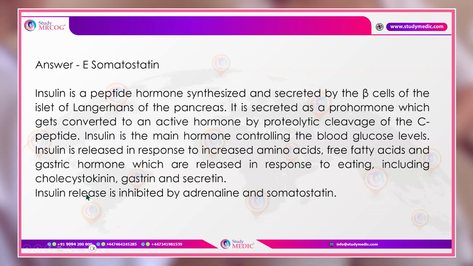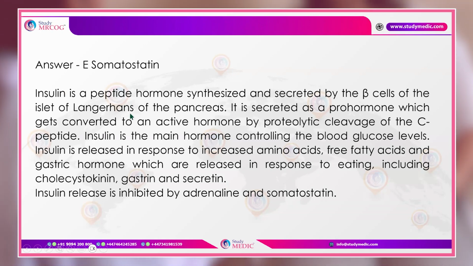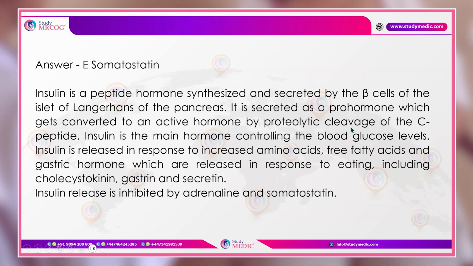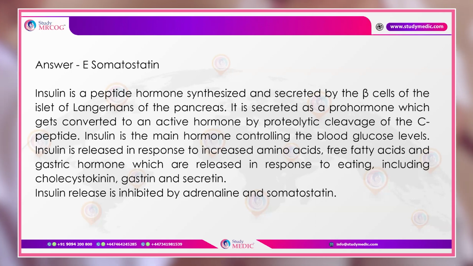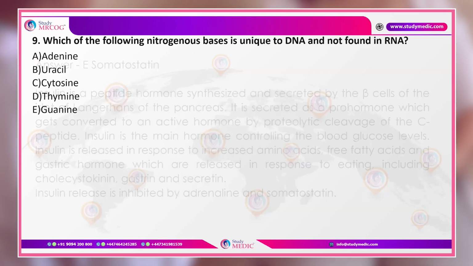So insulin release is inhibited by adrenaline or somatostatin. Insulin is synthesized as a peptide hormone, that is the prohormone. Once it undergoes proteolytic cleavage, the C-peptide is released, and then the active form is obtained. Insulin is released in response to increased amino acids or free fatty acids and gastric hormones, which are released in response to eating, including cholecystokinin, gastrin, or secretin. Now, insulin release is inhibited by somatostatin. From the options given, somatostatin is the best option.